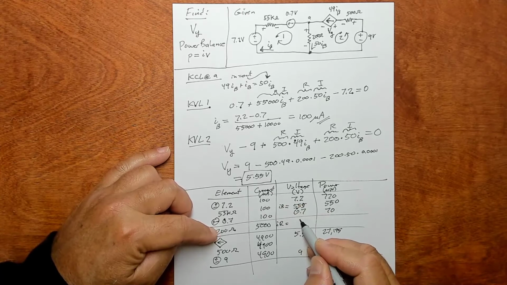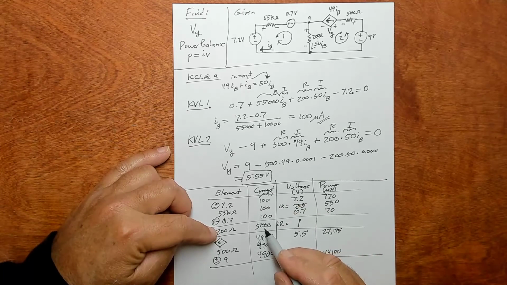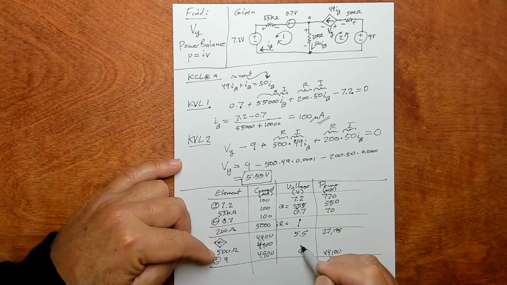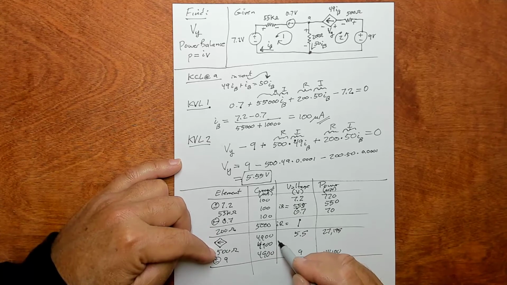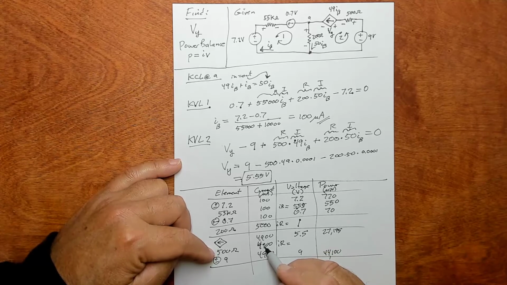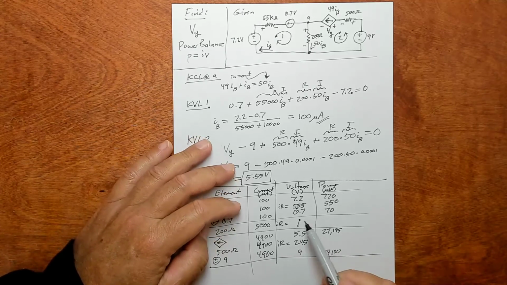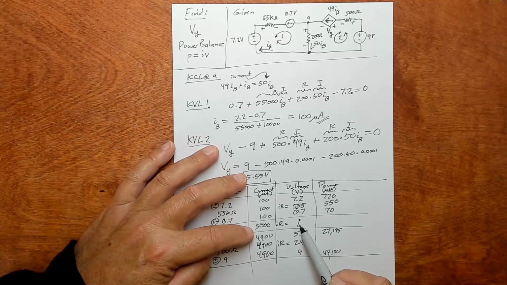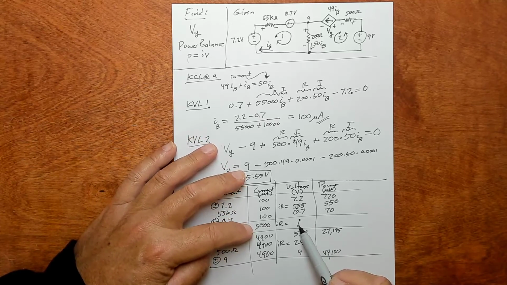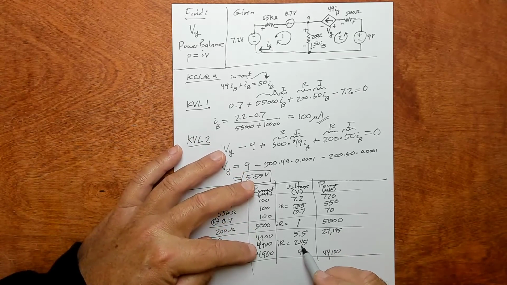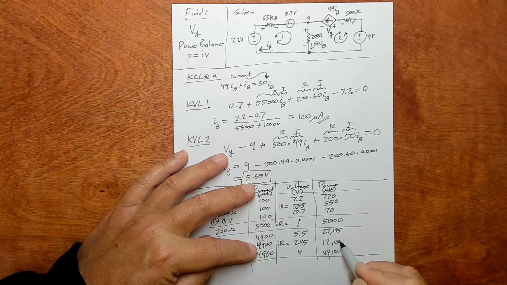Likewise, this guy here, using IR, I can get 5,000 micro times 200 gives you 1. And this guy here is also IR. So by IR I can get 4,900 micro times 500 is going to give me 2.45 volts. Okay, then I can do the power here. I can do 1 times 5,000 is 5,000, and then 4,900 times 2.45 gives you 12,005.